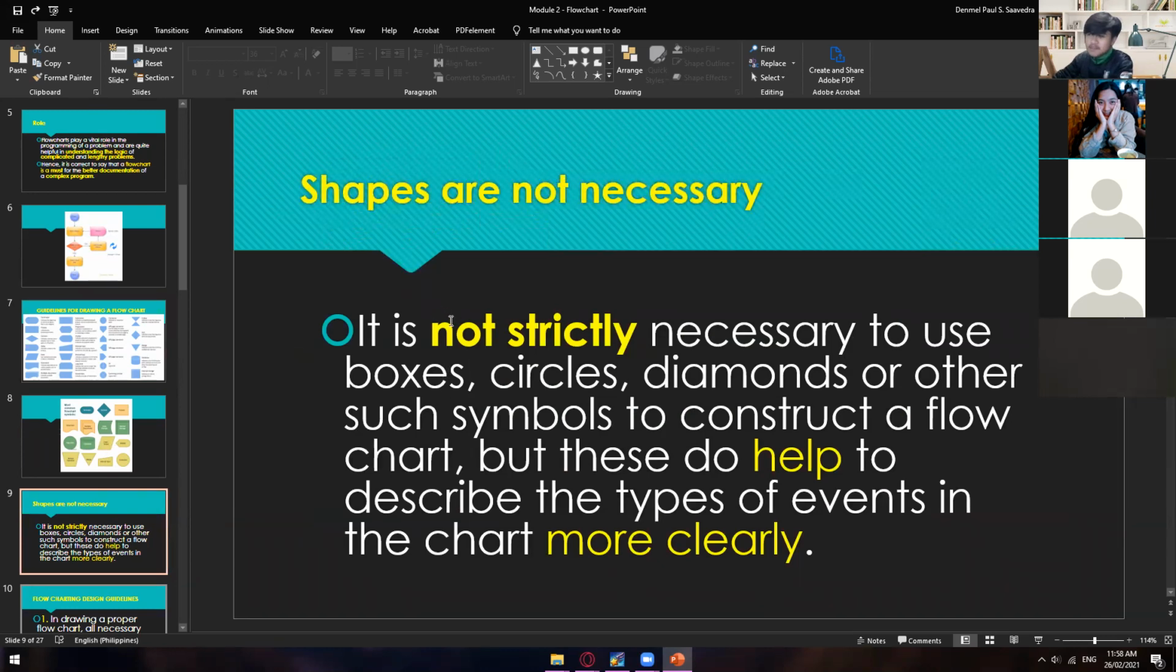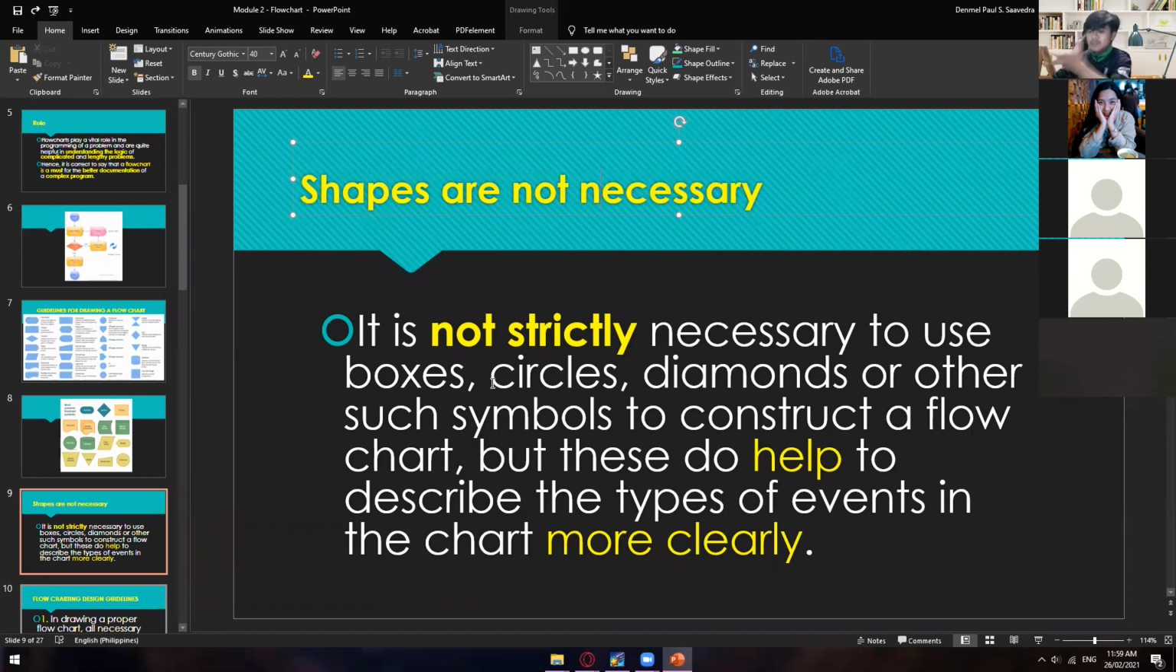All right, so actually shapes are not necessary since it's a flowchart. You have implemented your system logically or in the correct sequence. So maybe, let's say the common people who are not really into flowcharts, they don't really have an idea how to read a flowchart. So yeah, it's okay. They will still be able to understand it.